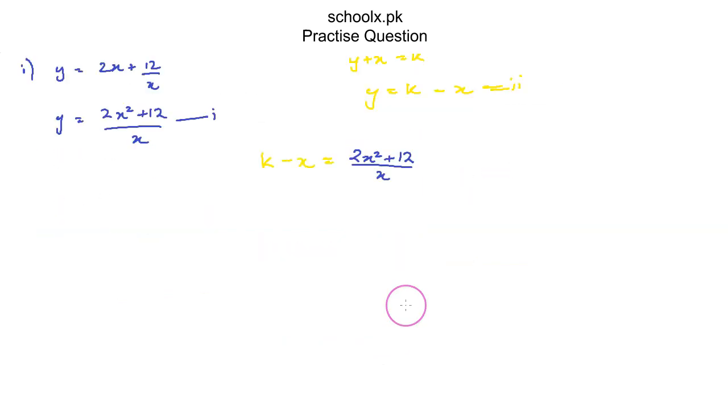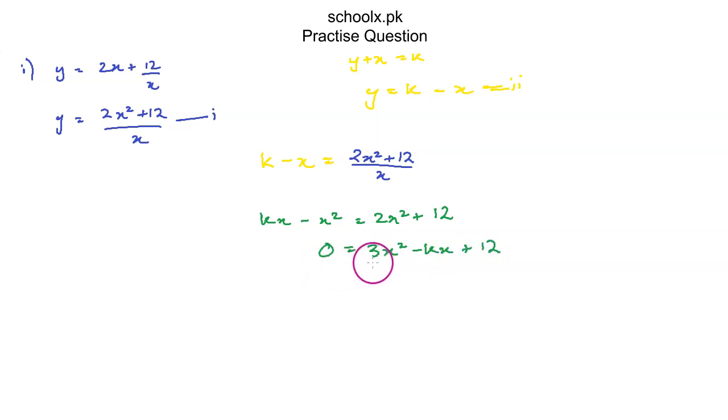Alright? Now for solving this, I'll bring this x here, so I'll get kx minus x squared equals 2x squared plus 12, and now this will become 3x squared minus kx plus 12 equals 0. So what we're trying to do is find the value of x for which the whole equation is 0. Right? Now basically we're finding the roots of this quadratic equation.